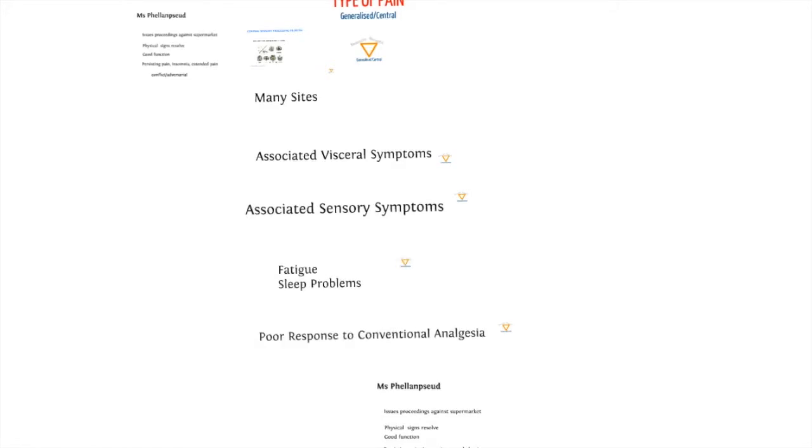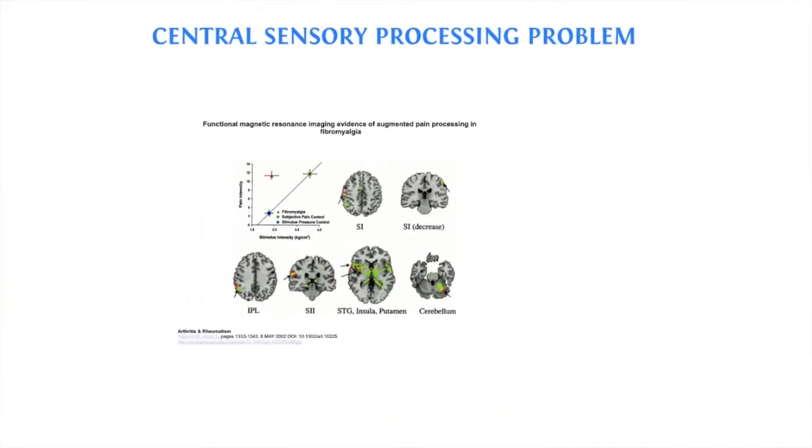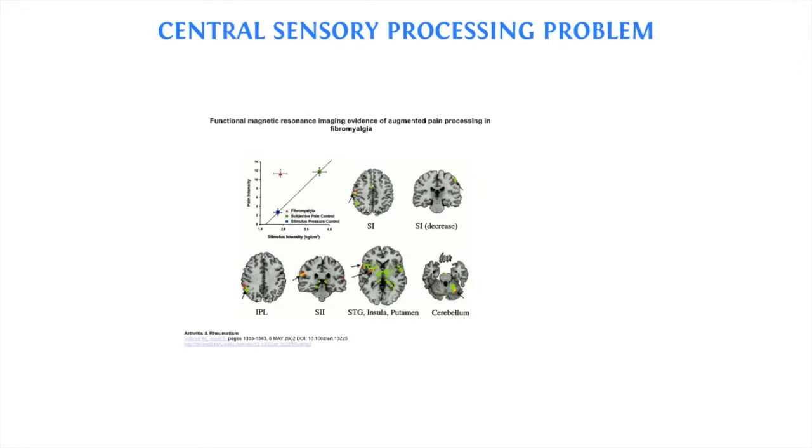So we're then on to this other kind of pain where you can get many sites, associated visceral symptoms, associated sensory symptoms, fatigue, and sleep problems. And this is generalized or central pain. And I suppose the commonest pain in this group would be that of fibromyalgia, where we now know there are abnormalities within the brain on fMRI in these patients, so there is sort of an organic basis for it.